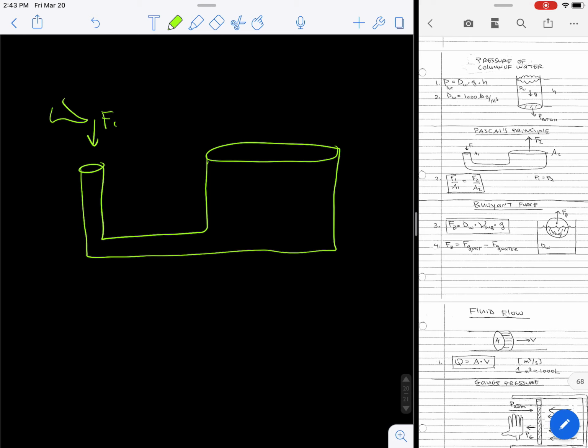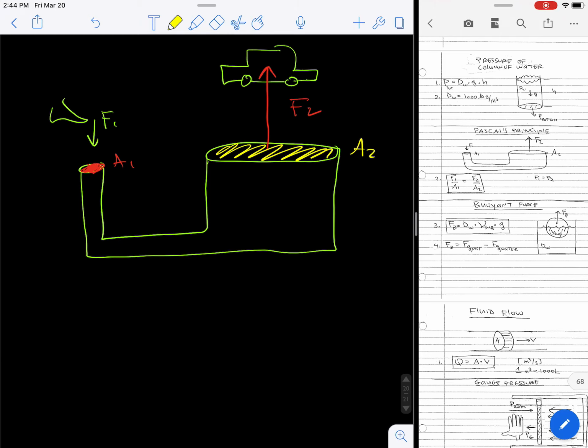And what you're going to observe is that if you have a car on this side here, if you apply a small force F1, you're going to create a large force F2 on this side. Actually, there's one more thing I need to talk about, the areas here. So you're going to apply a small force over the small area A1, and it's going to create a big force over this big area here, A2.